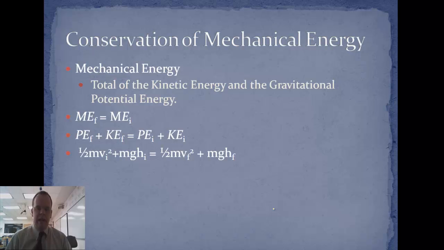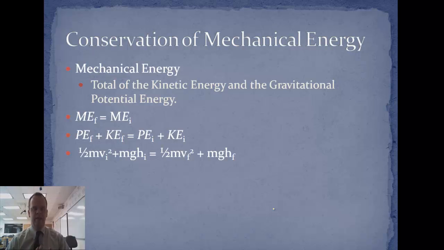So if we take the kinetic energy and potential energy and add them together, and there's no outside forces on the system other than gravity, the kinetic and potential energy sum, the mechanical energy, will be constant. So we could write that equation, mechanical energy final equals mechanical energy initial. But most of the time, we want to write that out in a little bit longer form. Potential energy final plus kinetic energy final equals potential energy initial plus kinetic energy initial. It doesn't matter which side's final and initial.